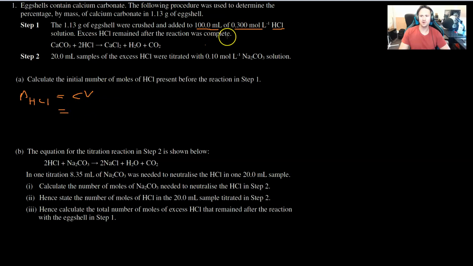So that's going to be 0.300 multiplied by the volume. Remember to convert your volume to liters, so divide by 1000. So that's going to be 0.1. It would be 0.1000 theoretically. So that's going to be 0.0300 mole. Now this answer is to 4 sig figs and this is to 3 sig figs. So I'm going to round off to the least precise measurement, which is 3 sig figs.